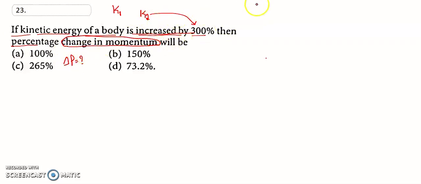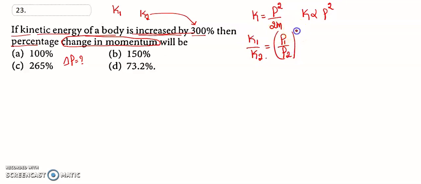However, momentum and kinetic energy, what is the relationship between them? Kinetic energy is equal to, already we know, P square divided by 2m. So kinetic energy is directly proportional to P square. So K1 by K2 is equal to P1 by P2 whole square. So this is the relationship between kinetic energy and momentum.